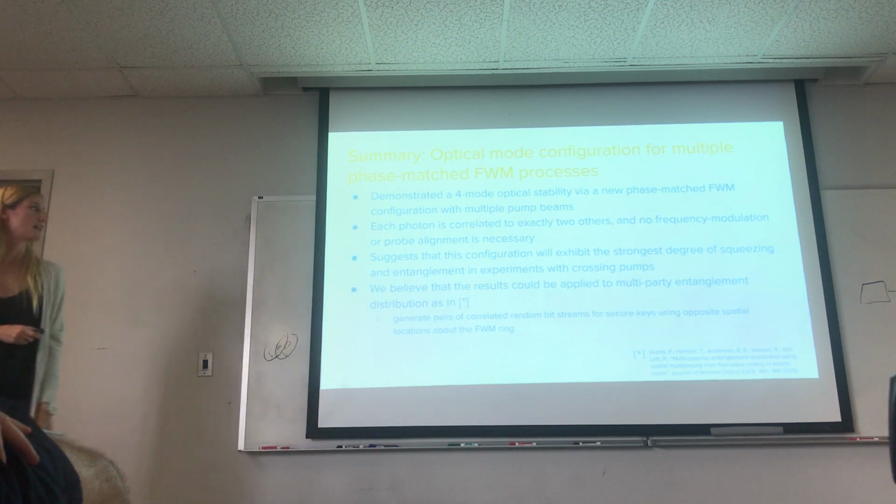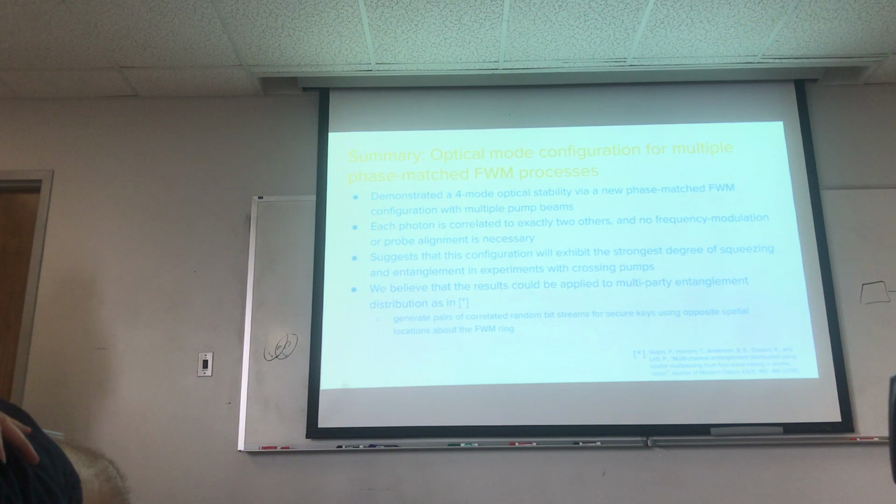And we think that these results might be applied to multi-party entanglement distribution, as in this paper, where they just looked at the ring about a single pump beam, and they generated pairs of correlated random bit streams for secure key distribution. So our setup would be more readily applied to maybe like a 4-party network.